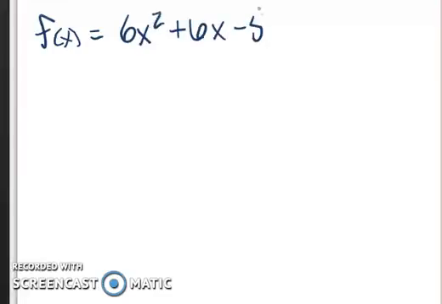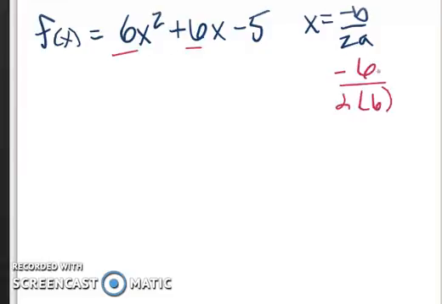And we're going to go f of x, which just means the function given x, of 6x squared plus 6x minus 5. Again, we need to find our vertex. That's our first goal. We get the 6 is our b, so we get negative 6 over 2a, that's going to be 2 times 6. If we go ahead and reduce that, that's going to end up being negative 1/2 is my x value.